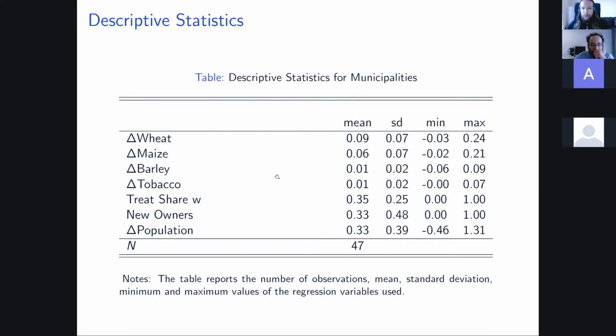This is just some descriptive statistics. So you can see that across the board for all 47 municipalities, the share of land used for almost all the crops increased. But you do see that there is bigger variation for wheat, for instance.